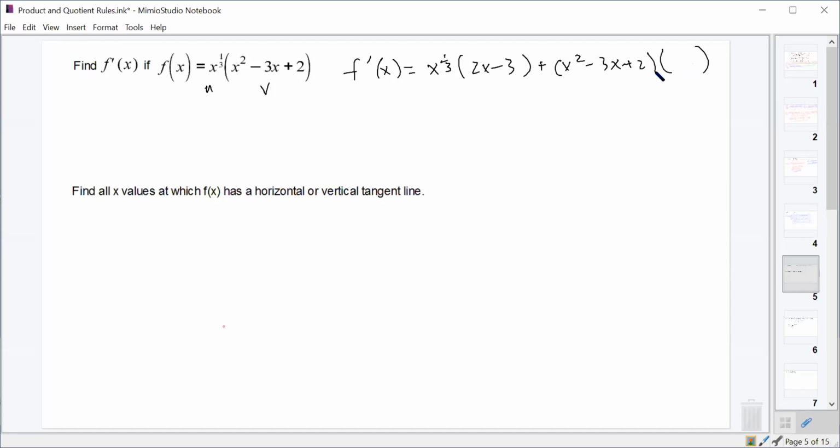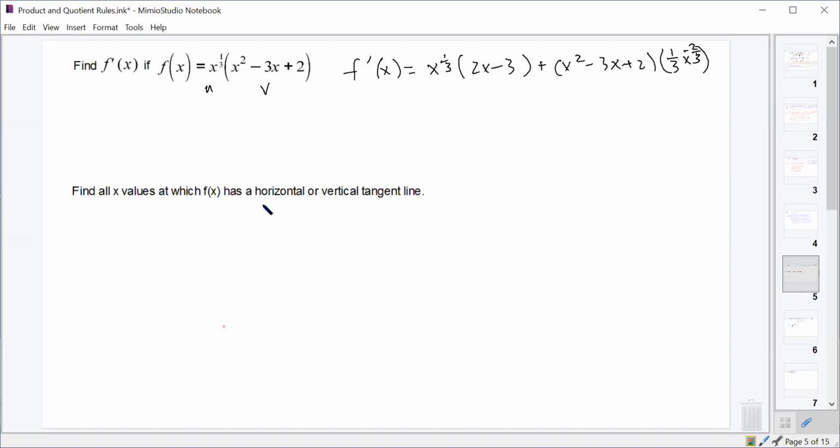What's the derivative of x to the 1/3? 1/3 x to the negative 2/3. Exactly. 1/3 x to the negative 2/3. All right. So then it's asking us to find all the values at which f of x has a horizontal or a vertical tangent line.